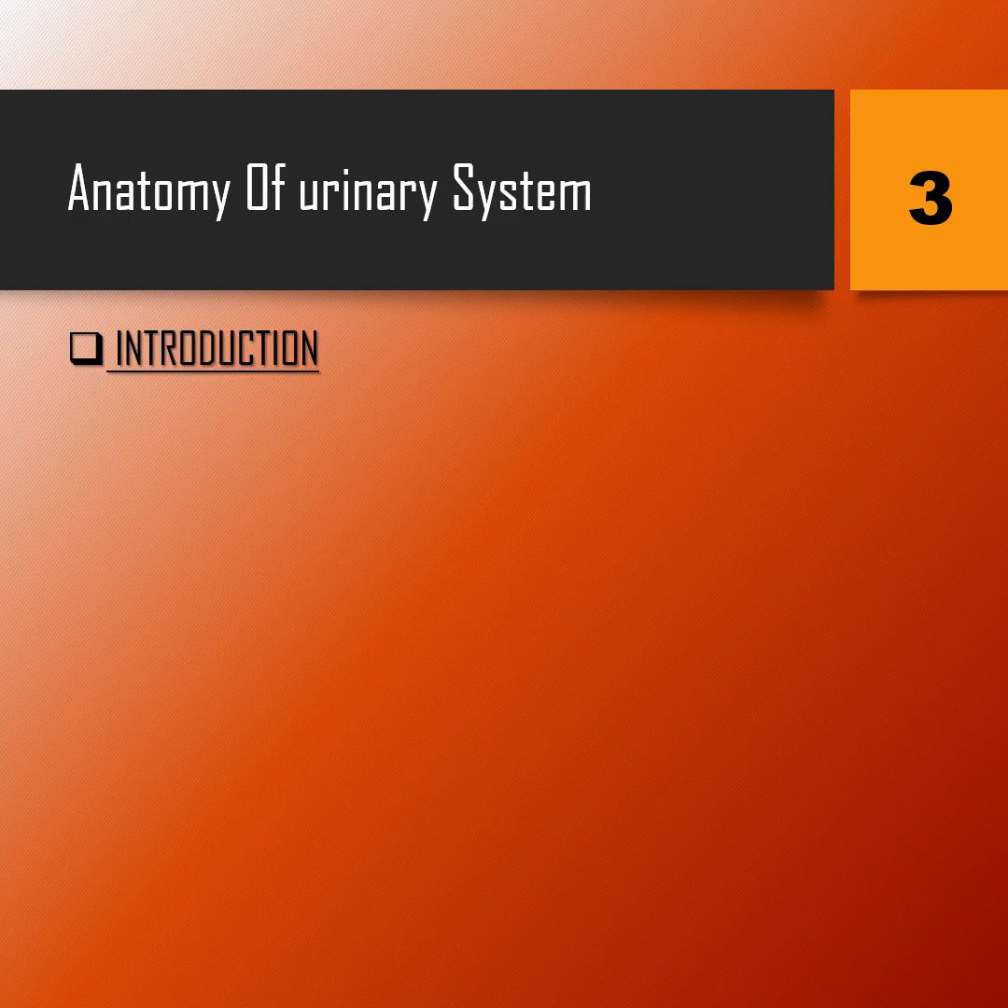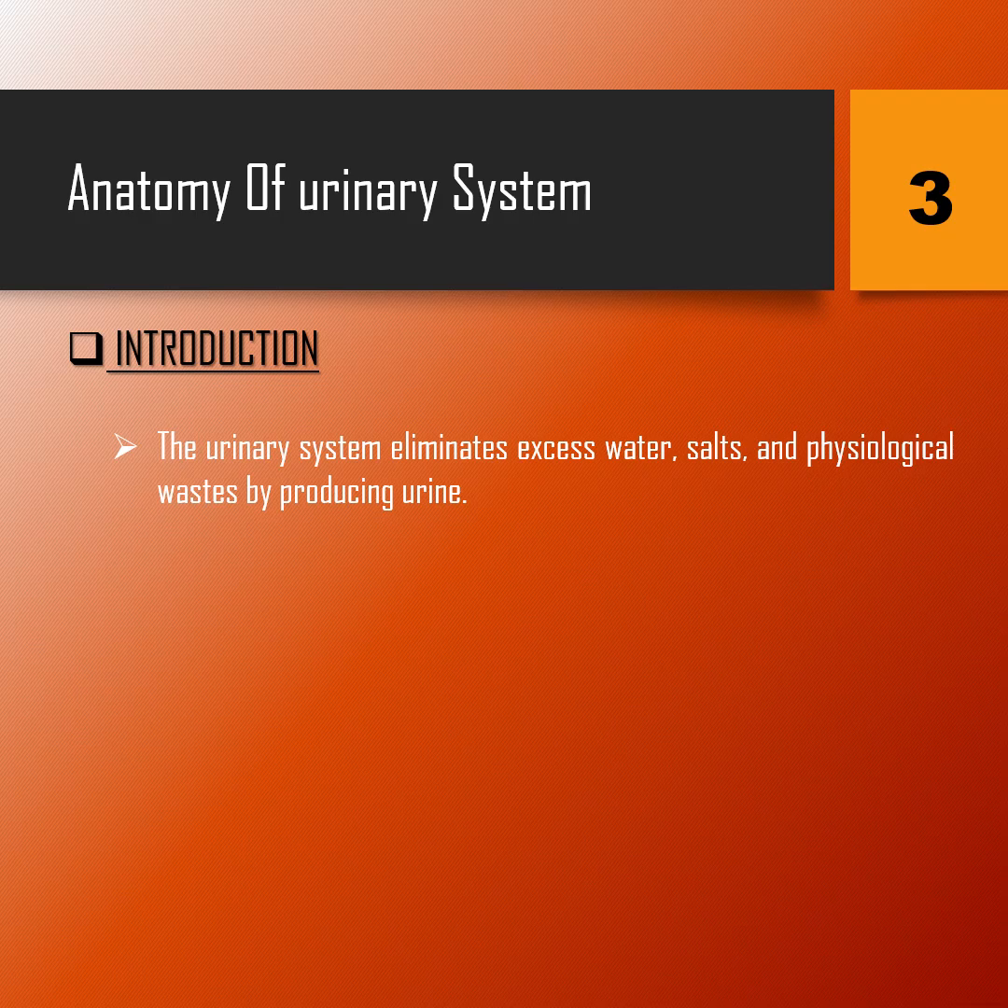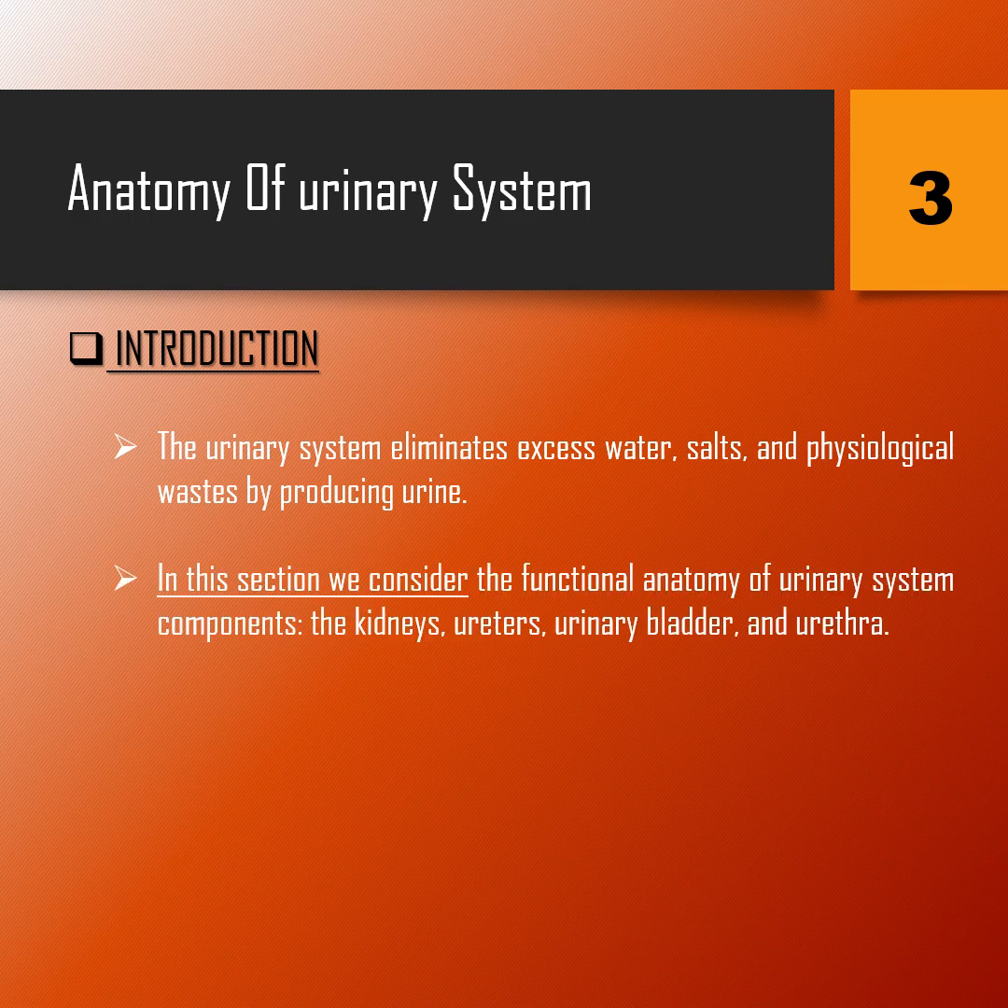This is the third video of the urinary system and today's topic is anatomy of the urinary system. First we'll see an introduction to the anatomy of the urinary system. The urinary system eliminates excess water, salts and physiological waste by producing urine. In this section we consider the functional anatomy of the urinary system and its components are the kidneys, ureters, urinary bladder, and the urethra.